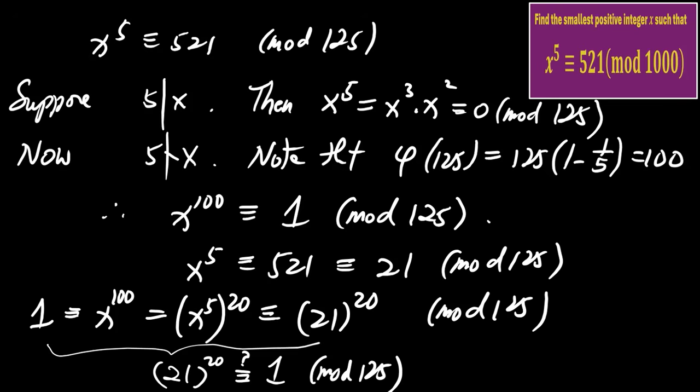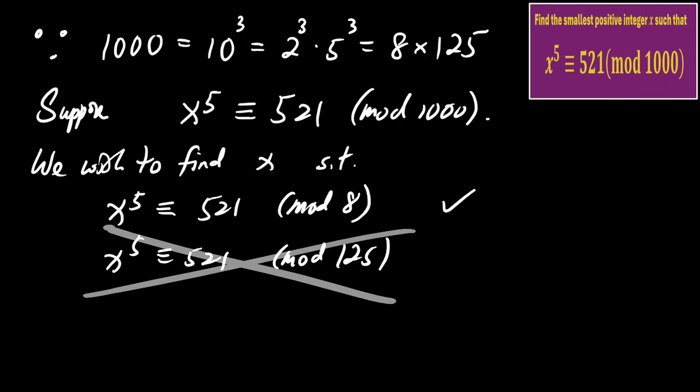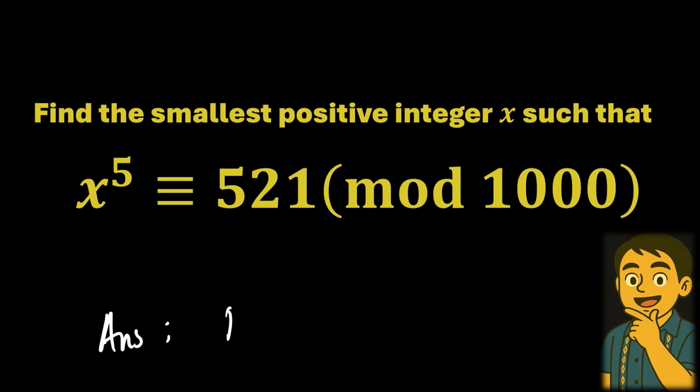In other words, there is no x such that x to the power 5 is congruent to 521. Which means that x to the power 5 is never congruent to 521 mod 1000. So we conclude that there is no solution.